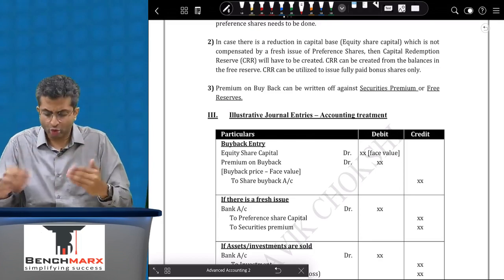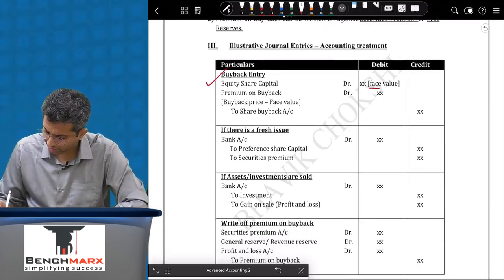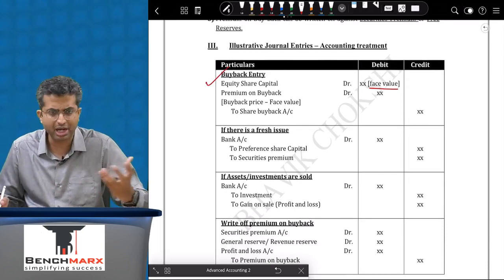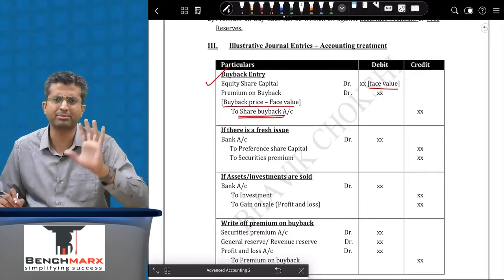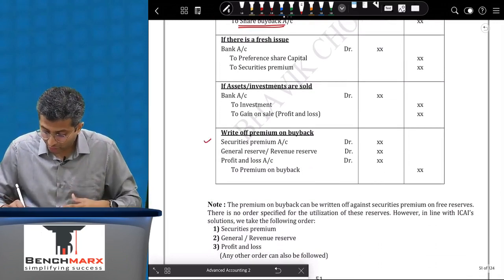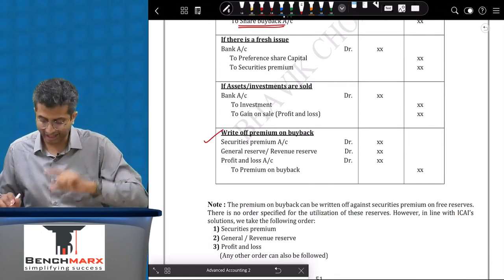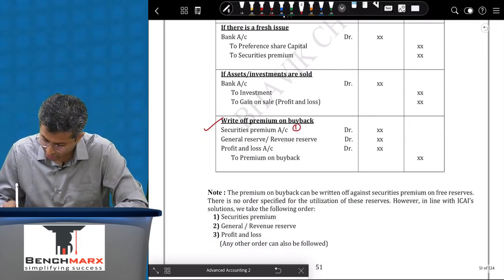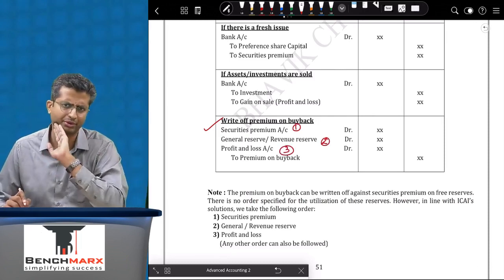Okay, so over here your entry for buyback, as you can see, is buyback equity share capital account debit face value, premium on buyback account debit, that is to the extent of the premium, buyback price minus the face value, and a temporary account share buyback being created. If you have to write off the premium, there are 2 or 3 other entries given, but if you have to write off the premium, you will write off the premium first from the securities premium, and if that is not available, from the general reserve, and if that is also not available, from the profit and loss account.